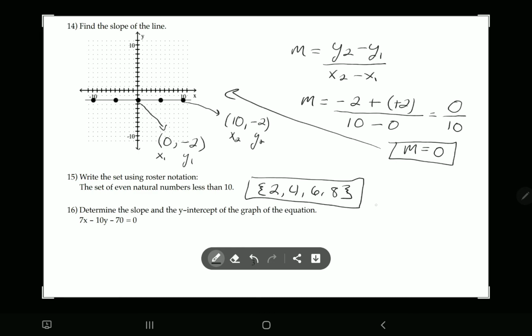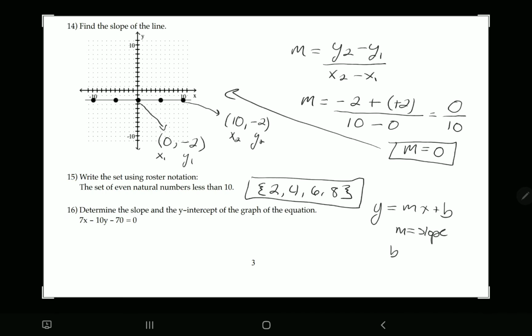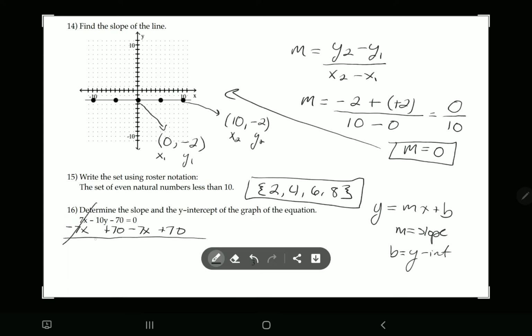Anyways, for us to determine the slope and y-intercept, we must put our equation in slope-intercept form. y equals mx plus b, where m is our slope and b is the y-intercept. Basically, solve for y. To get y by itself, I'm going to subtract 7x from both sides. At the same time, I'm going to add 70 to both sides. The 7x's eliminate. The 70's eliminate. So I'm left with -10y equals -7x plus 70.